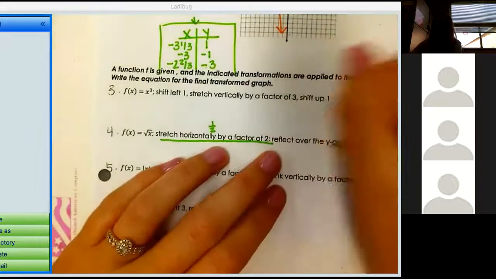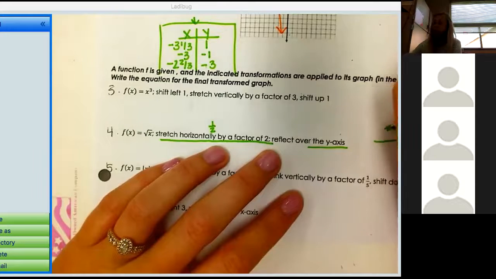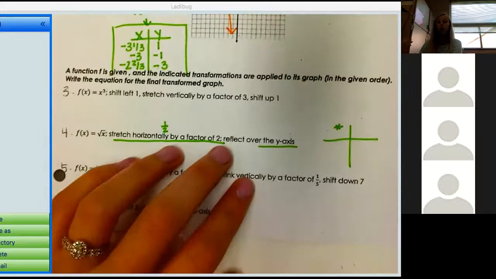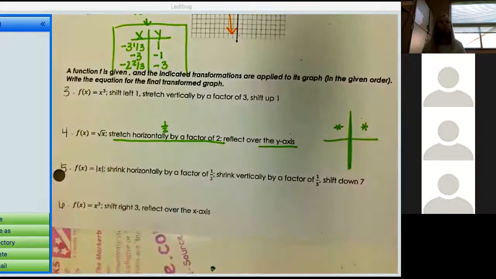And then if we reflect it over y, so let's say we're up here in quadrant 2. If I reflect over the y-axis, that's this axis. So what kind of reflection was it?